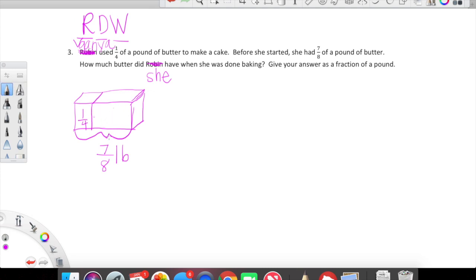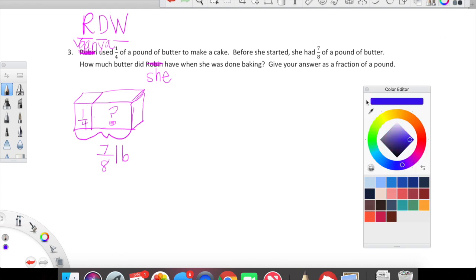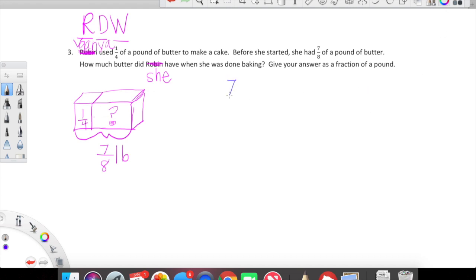So this entire stick of butter was 7/8 of a pound. She cut off 1/4 and she used it for a cake. How much butter does she have left? Meaning she wants to have a bagel with butter in the morning. Does she have enough? How much butter does she have available for that bagel with butter? So this is going to be an expression that I think a lot of you are already thinking about. This is going to look like 7/8 minus 1/4.